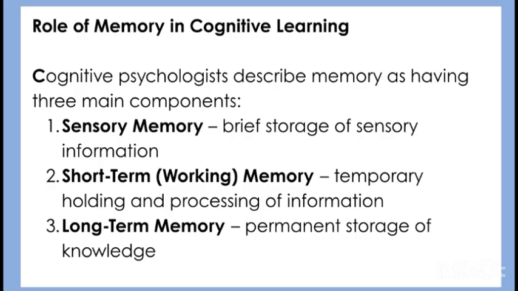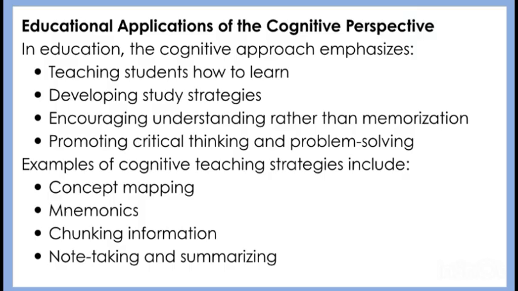So the role of memory in cognitive learning, we have sensory memory. It is a brief storage of sensory information. Next is the short term. It is temporary, of course, from its root word short term. Long term, of course, it is a permanent storage of knowledge.